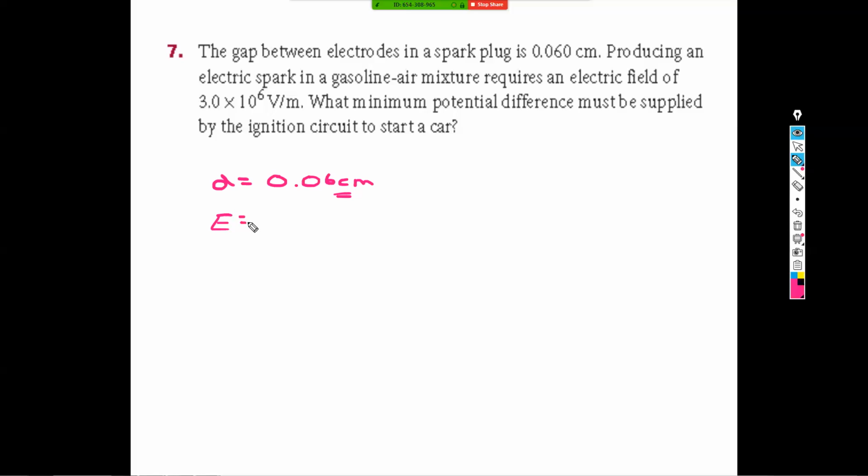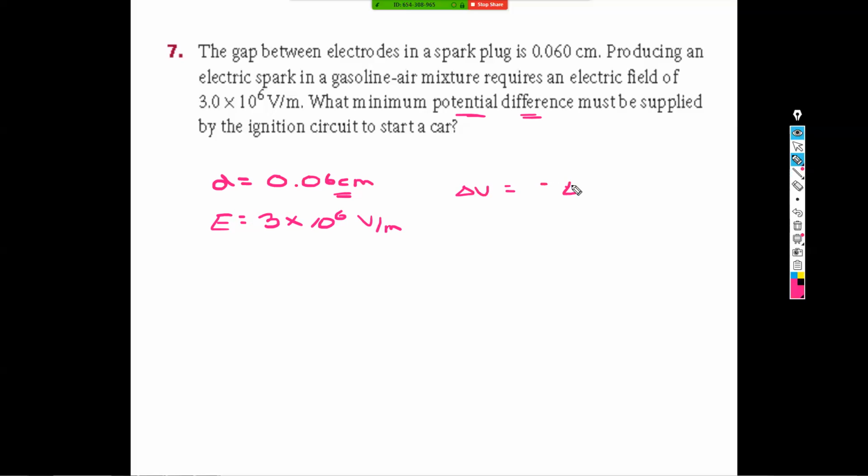The electric field strength set up by that battery is 3 times 10 to the 6 volts per meter. Again, that's just the other units. It's the same as newtons per coulomb, which I showed you earlier as a different way to calculate that. So it wants to know what potential difference. In other words, what size battery would you need to hook this up to get this thing to arc and spark?